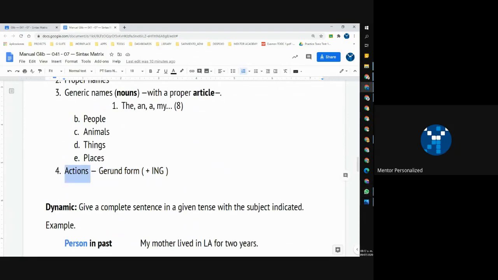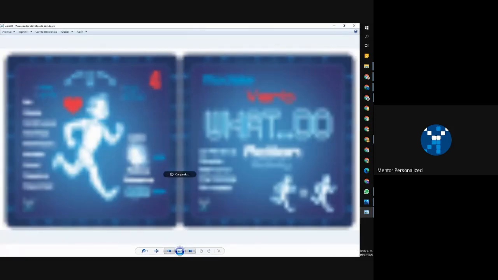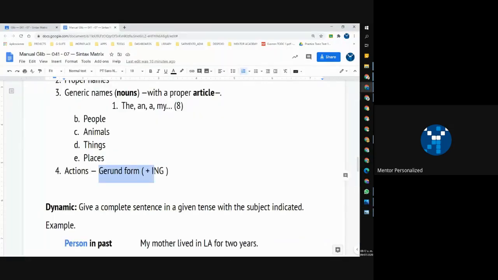Eso es el colmo, teacher. You can have an action in the subject position. So, of course, actions are verbs, no? And they are in the second position, but you can use the verb as a subject, okay, in the first position when you use the gerund form to express it.